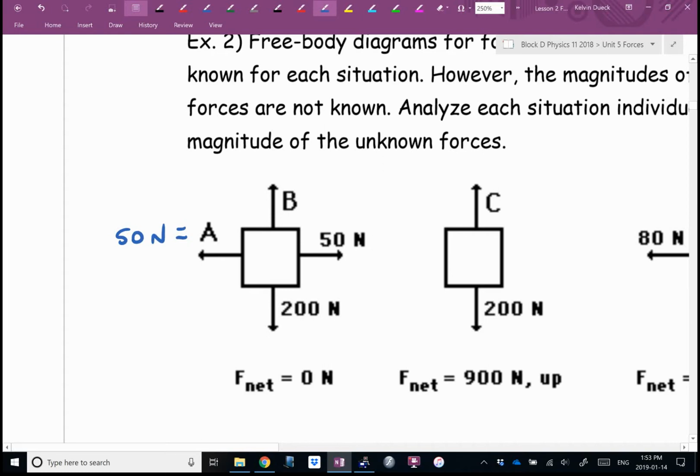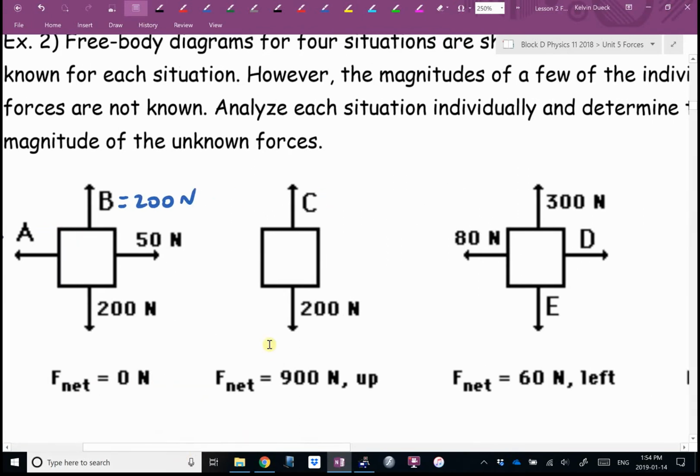How big must B be exactly? Don't say 50. It has to be 200 newtons exactly. Second situation: it says the net force is 200 newtons up. How big must C be then?